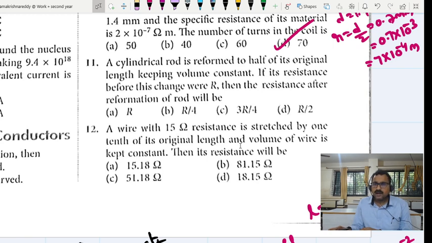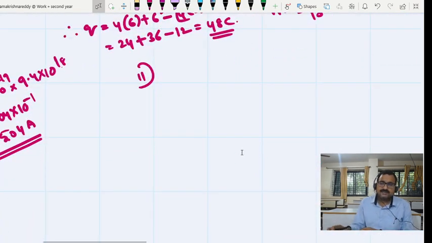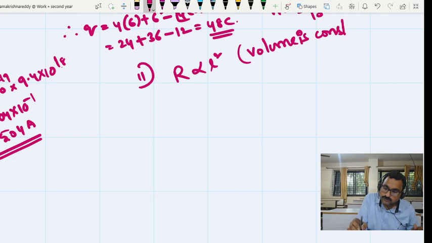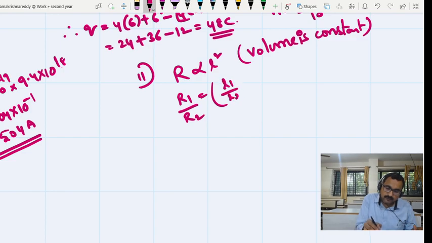So remember, already I told you, when we want to write the relation between resistance and length, keeping volume constant, already given relation, R is directly proportional to L square when volume is constant. That one you apply, R1 by R2 is equal to L1 by L2 whole square.